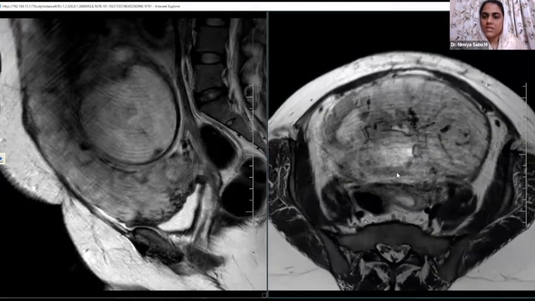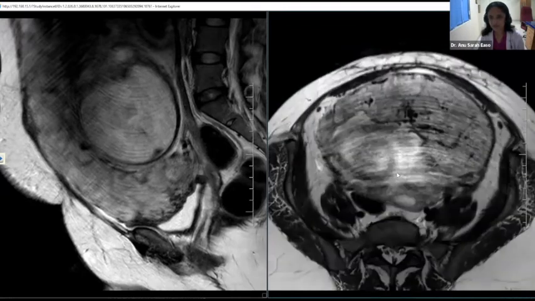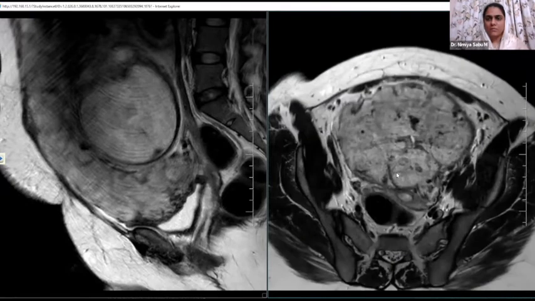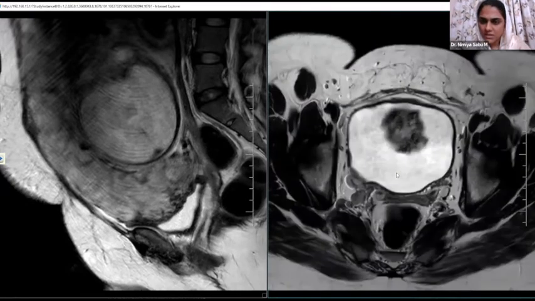Any other findings? The images presently scrolling are T2 weighted axial images of the same pelvis of the same patient, which show multiple flow voids within the placental region.